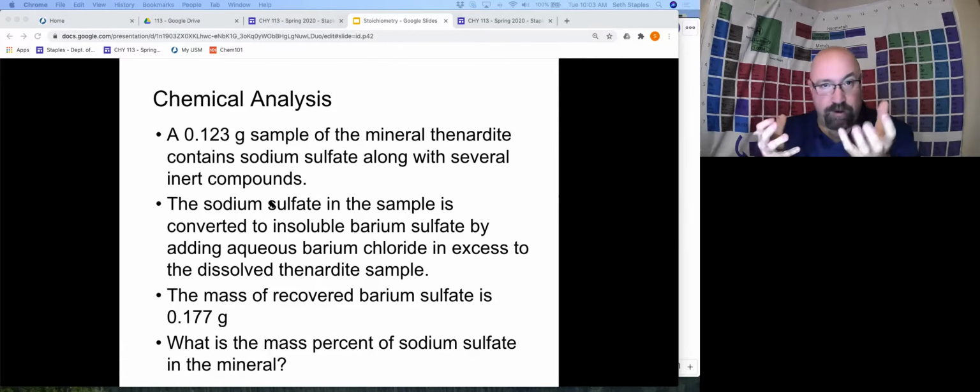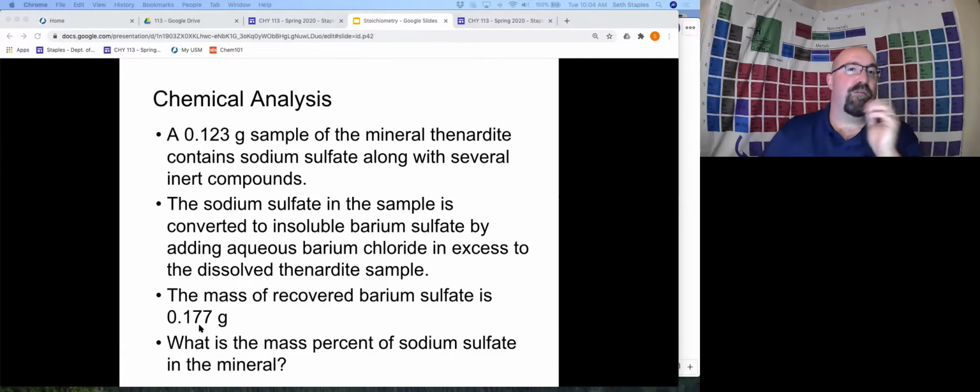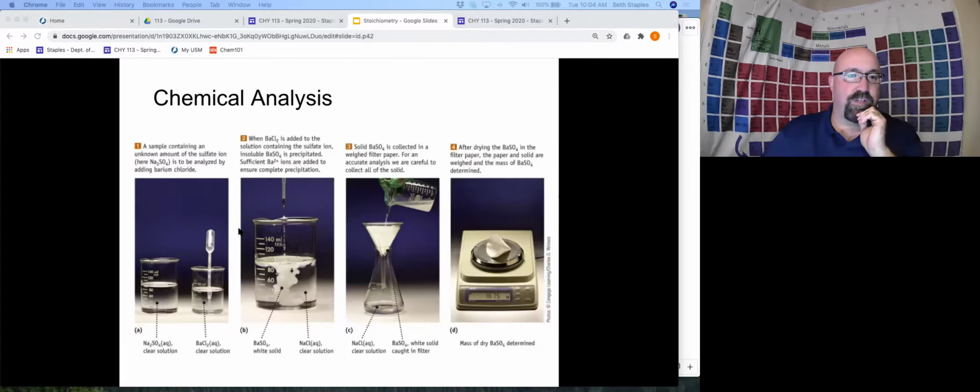And so, just keeping track of where we're at, we have this thernodite, this mineral that we've now dissolved. And part of the composition of this is sodium sulfate. We want to know how much sodium sulfate there is. And so what we do is we add some aqueous barium chloride, which then reacts with the sodium sulfate to form insoluble barium sulfate. And we know the mass of the barium sulfate that was recovered. We'll use that later in our calculation. So let's take a look at what that looks like.